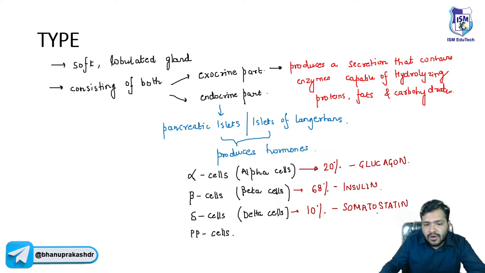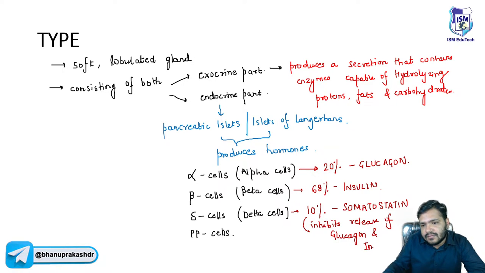Somatostatin. You already know the somatostatin basically inhibits the release of glucagon and insulin. Right? Apart from that, we have the PP cells.